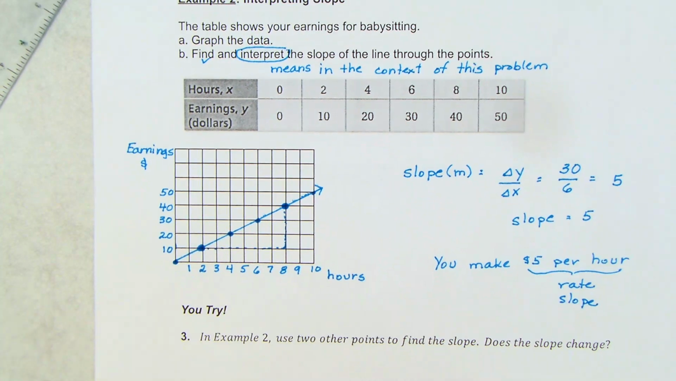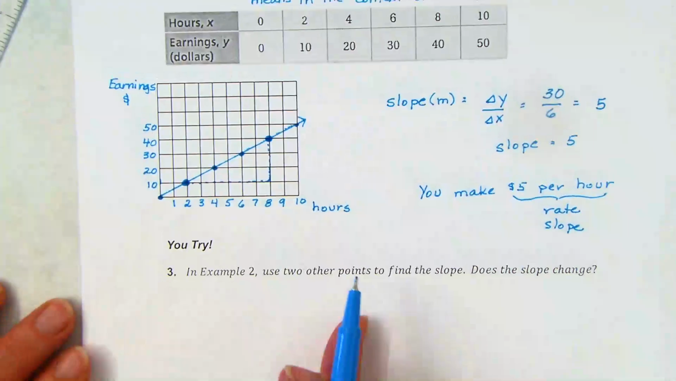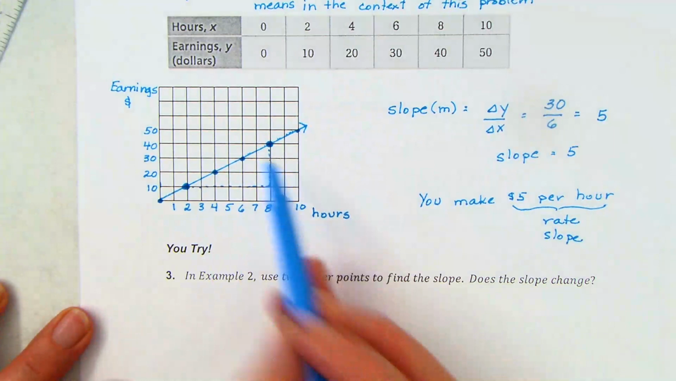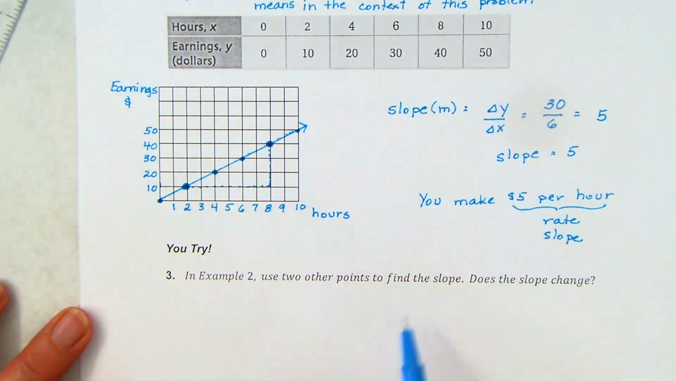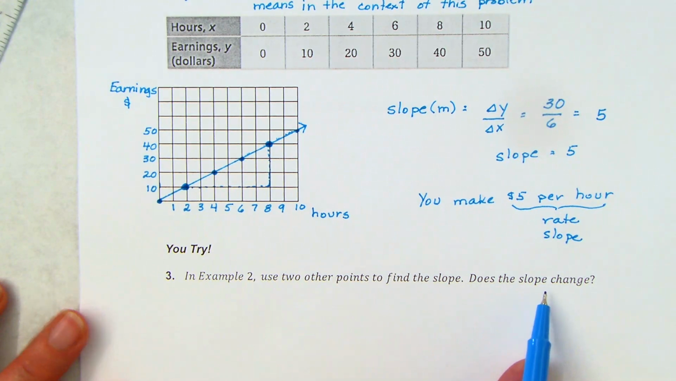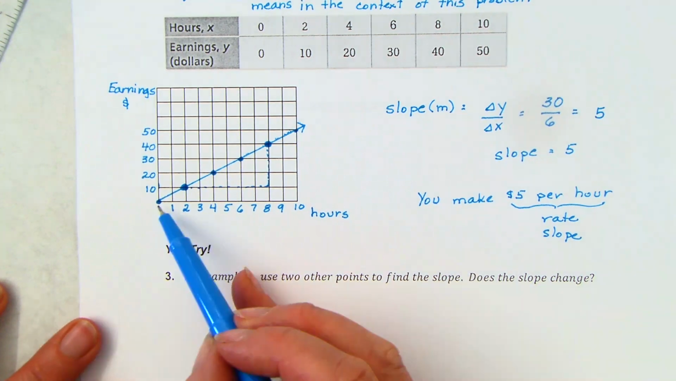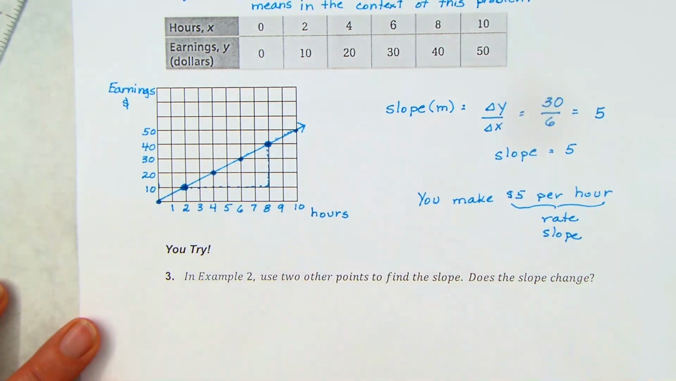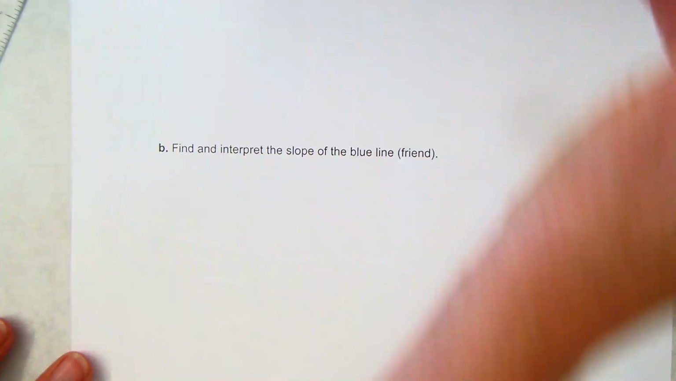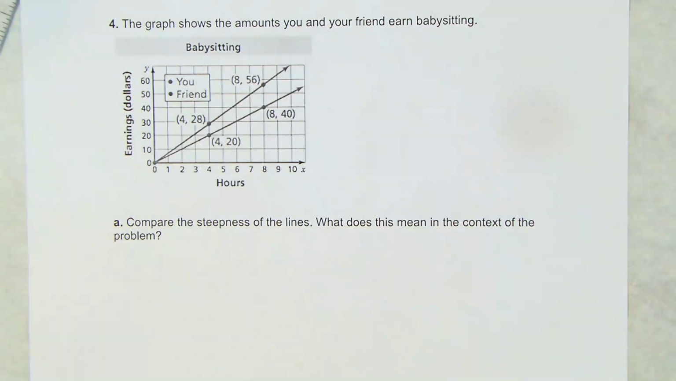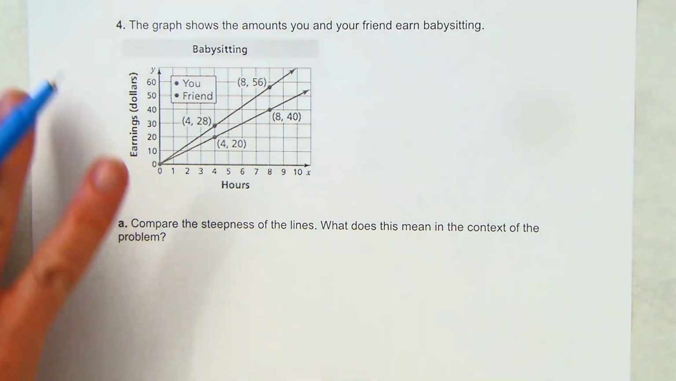All right. In example 2, that's your you try. So now you need to pick 2 other points than the ones I used, and you should find that slope, and hopefully you will recognize that the slope does not change. If it's a straight line, the slope is the same through any 2 points. All right. And then you have a similar problem for you try number 4.